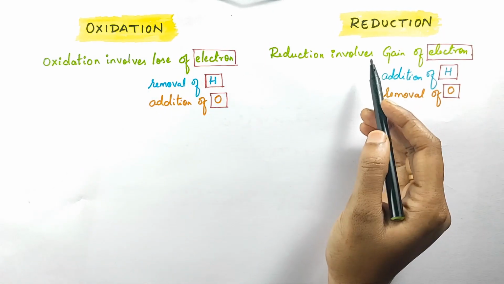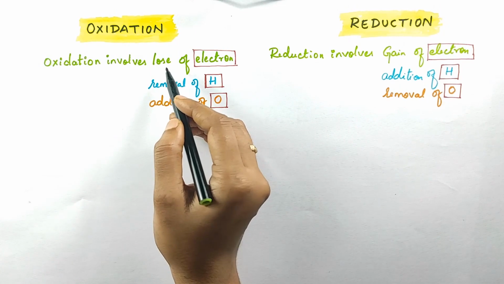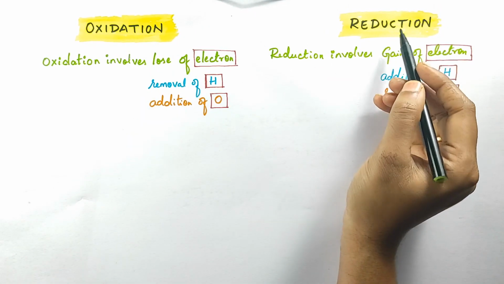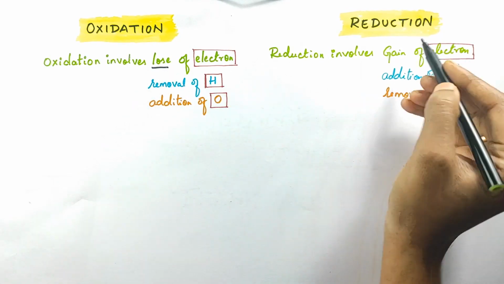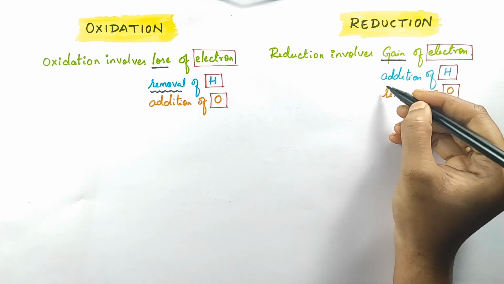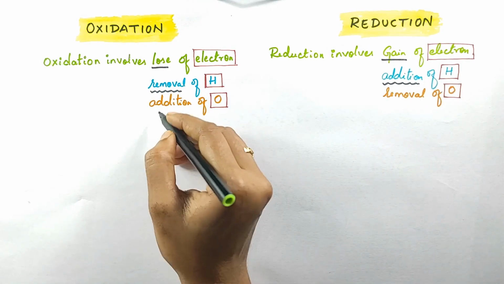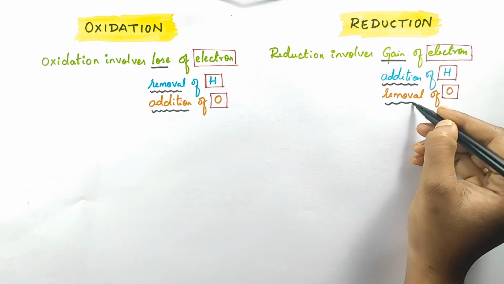When we compare oxidation and reduction, reduction has the opposite definition of oxidation. Here the loss of electron, here the gain of electron. Here the removal of hydrogen, here the addition of hydrogen. And here addition of oxygen, and in reduction, removal of oxygen.